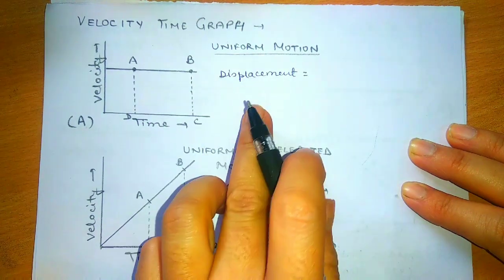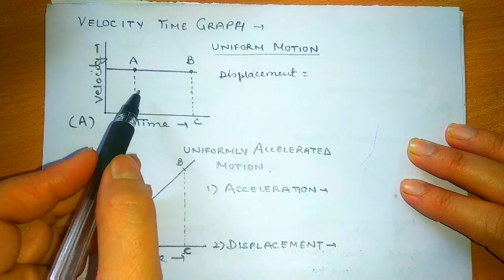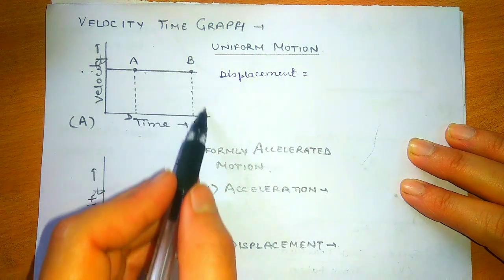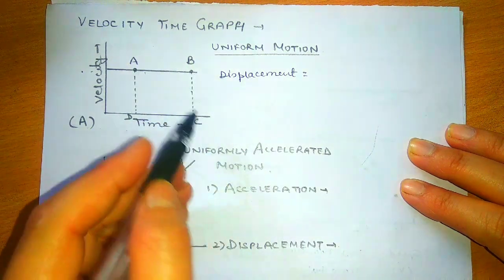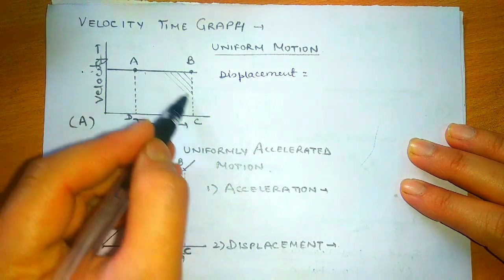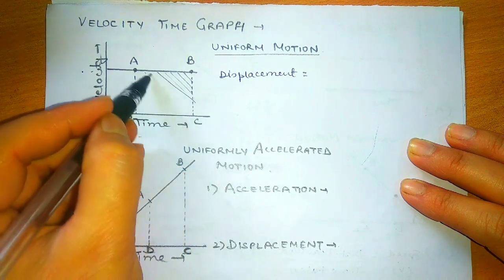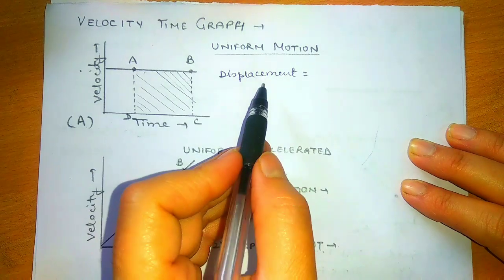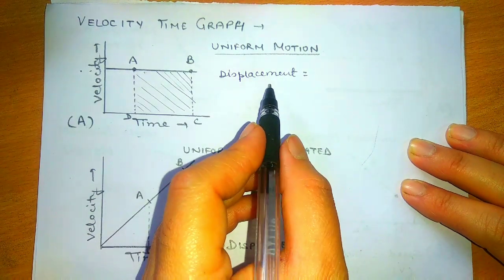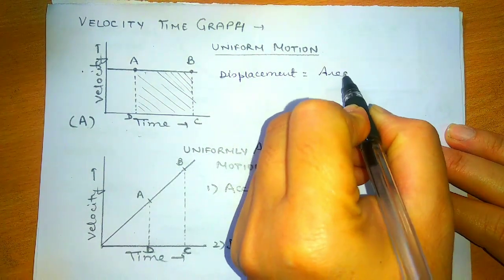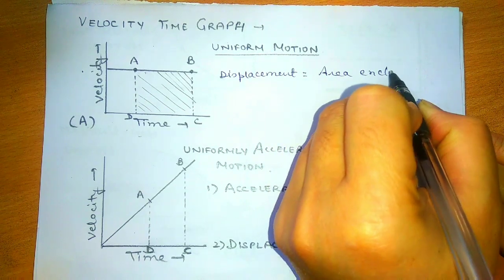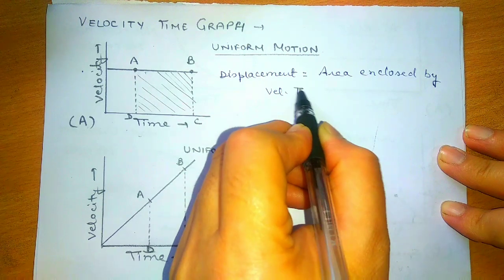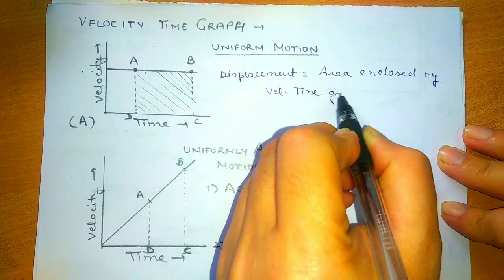Now how can we calculate the displacement using this graph? Displacement from this velocity time graph can be easily determined by the area enclosed in this region. Whatever area we have in this region, we can calculate displacement. So displacement basically is the area enclosed by the velocity time graph.